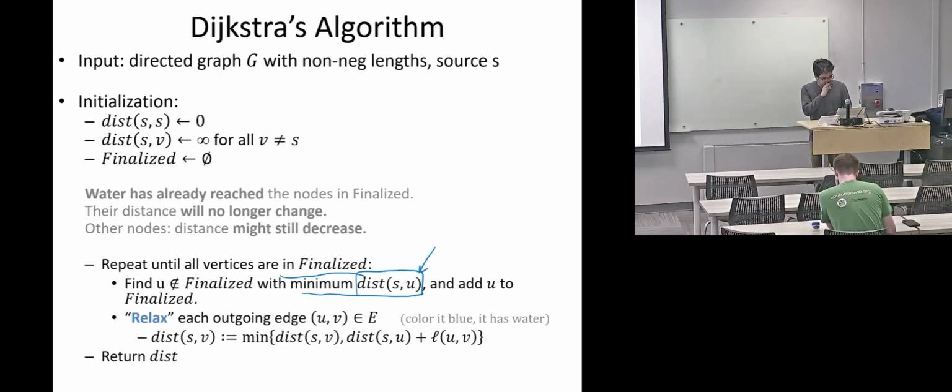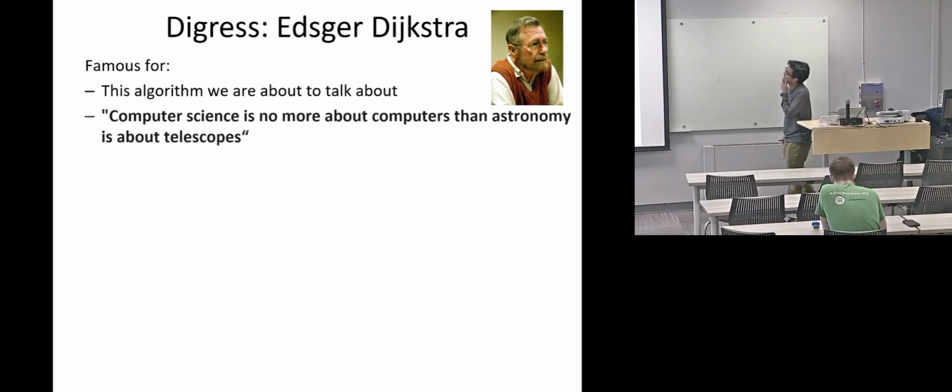But for today, I want to end with some digression. Dijkstra obviously is really famous. He's a really influential figure, not just because of the Dijkstra algorithm, but one of his famous quotes is this: computer science is no more about computers than astronomy is about telescopes. And I really agree with this, especially in theoretical computer science.